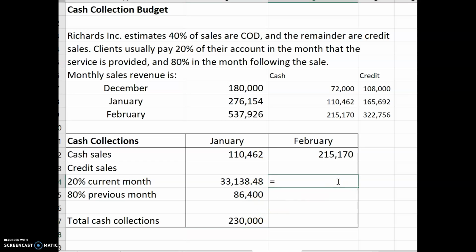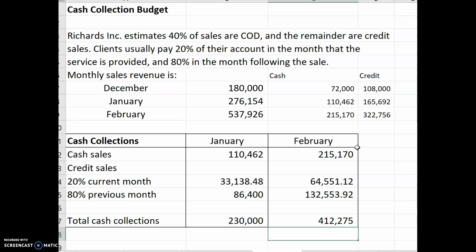In February, we'll be getting 20% of February's credit sales. And then we'll also be getting 80% of January's credit sales. So we'll be collecting in February $412,275. And so this is going to be important when we're trying to do our cash planning. We know what cash is coming in.